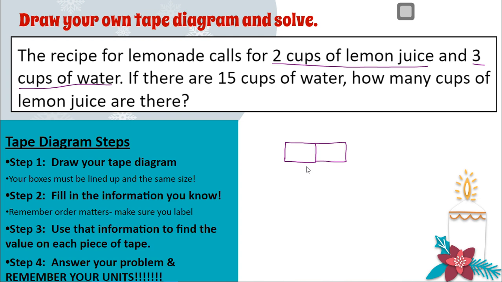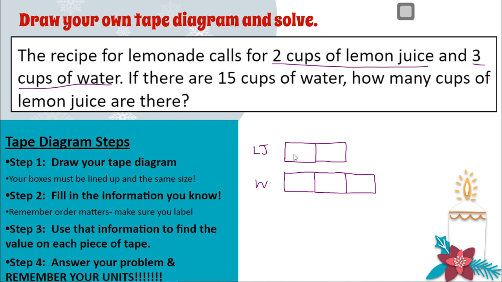And off to the side, let's write LJ for lemon juice. All right, then we have 3 cups of water. So we want to make our boxes the same size. So here's 1 box, 2 boxes, and then we need a 3rd box for the water. Okay, and I'm going to put a W over here for water. So make sure you label your boxes so you know what they are talking about.